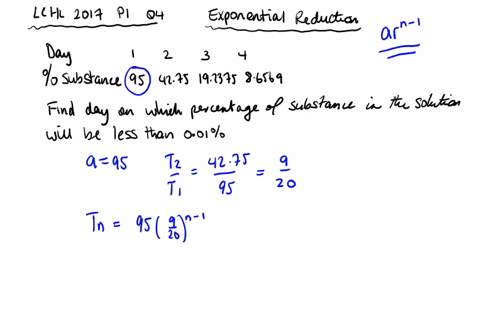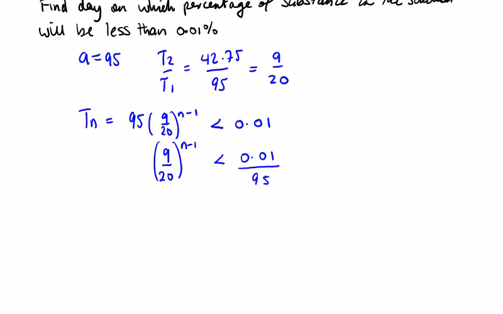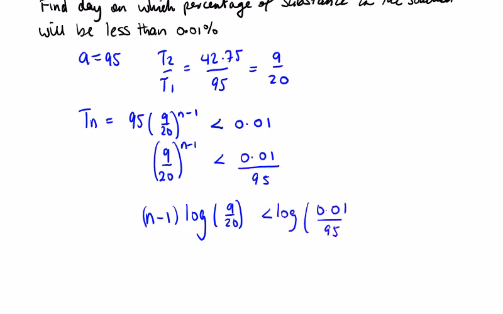And we're asked, when is this less than 0.01? So I divide by 95, my 9 over 20 to the power of n minus 1 is less than 0.01 over 95. I'm going to use my log rules here. So using my log rules, n minus 1 by the log of 9 over 20 is less than the log of 0.01 over 95.